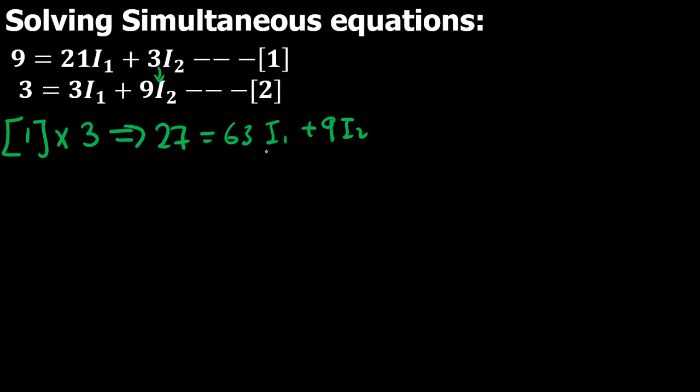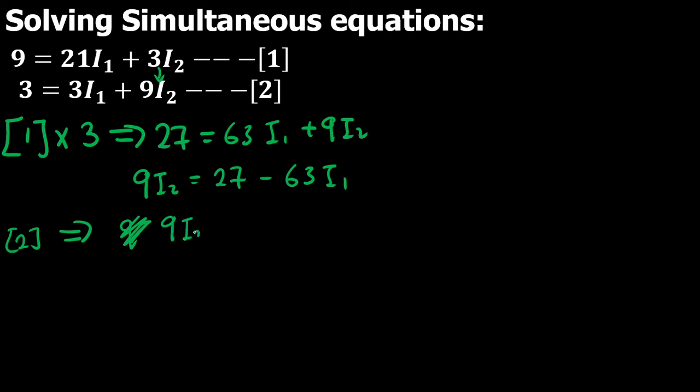So I can rearrange this. I can get 9I2 is equal to 27 minus 63I1. Okay, nice. I can also rearrange equation 2 to get 9I2 equals 3 minus 3I1. So because they're equal, I can take these two and equate them, right?